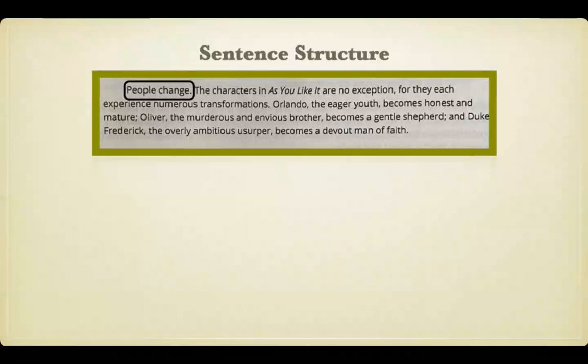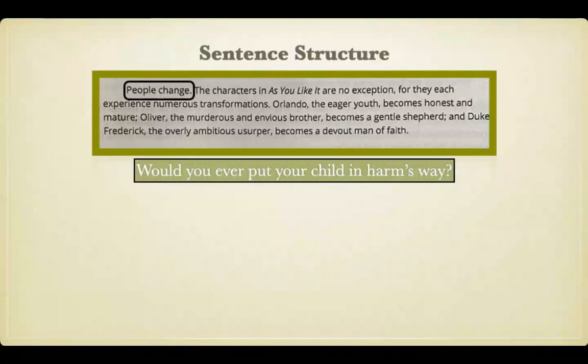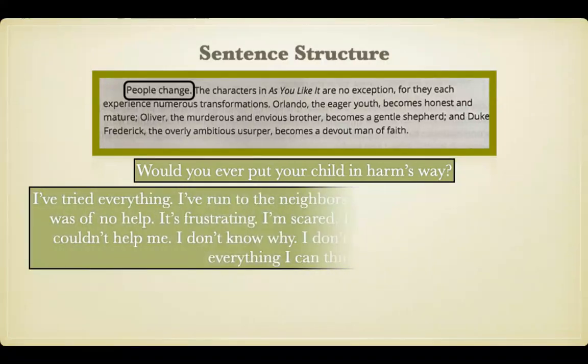Another way to emphasize an important idea is by posing a question to your audience. Would you ever put your child in harm's way? Keep in mind that using an entire paragraph of short sentences would actually de-emphasize the information. When all the sentences in a paragraph look and sound alike, none of the important ideas are properly emphasized. For example, let's read the following paragraph.